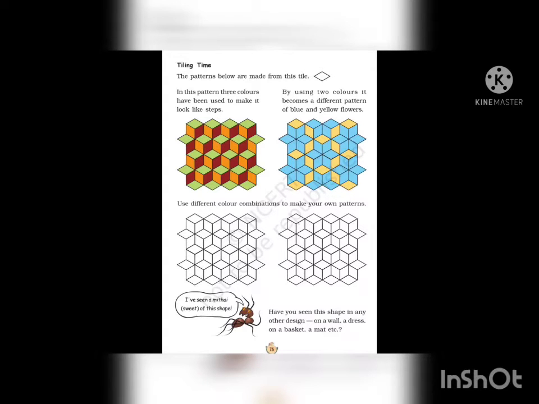Use different color combinations to make your own pattern. So here now you have been given pictures which you have to color. Now you have to color this with two different types of colors. You have to make two different color combinations, and you have to color this pattern on your own. In both of them you will color two different types of combinations like it is done above. You can choose any two colors that you like.